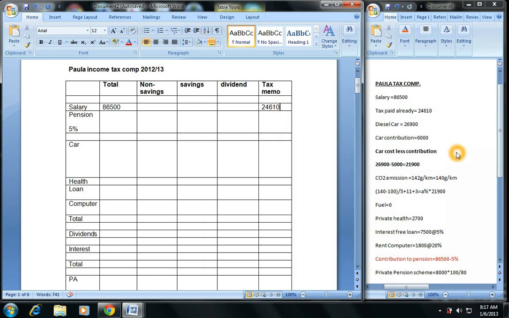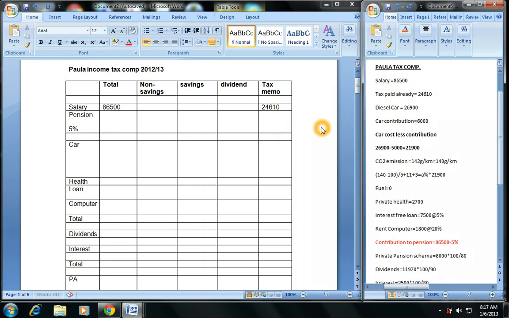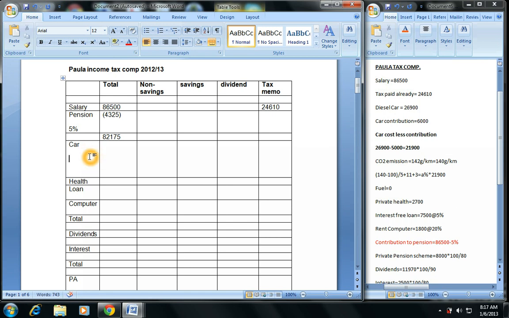She paid all of them at source, and now we have to deduct 5% for her contribution to her pension scheme. So 5% of the income, you have to deduct, so put a bracket there, 4,325, and we will divide, 82,175. Right, now we go to the benefit in kind. The car that was bought for her, we have to calculate the benefit in kind.